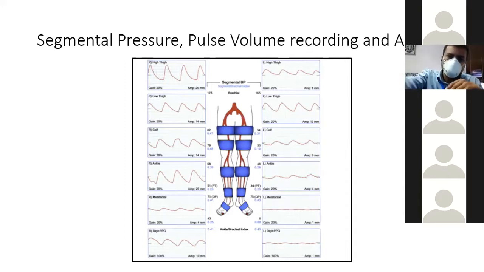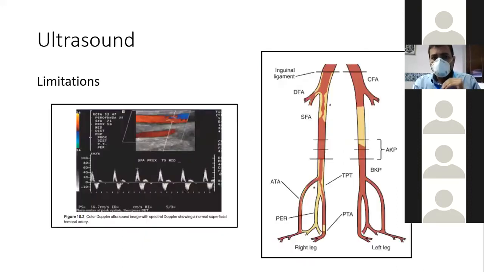So on the left leg, we see that the waveform is flattened. They are biphasic or monophasic. And that shows the segmental pressure, which segment is involved. So that can be used as a non-invasive test to diagnose and to locate the peripheral vascular disease. But the most common is to use the ultrasound.